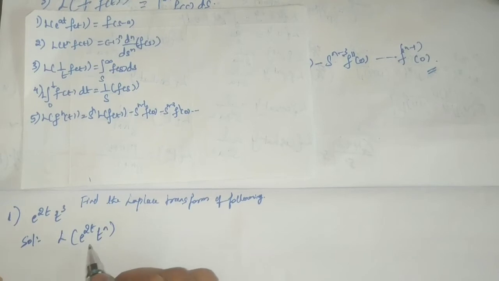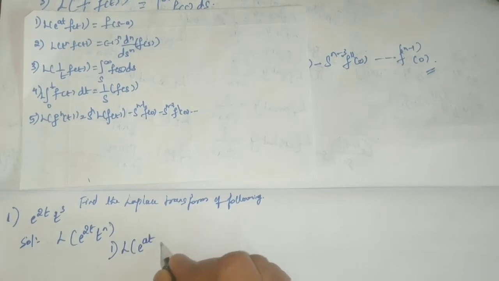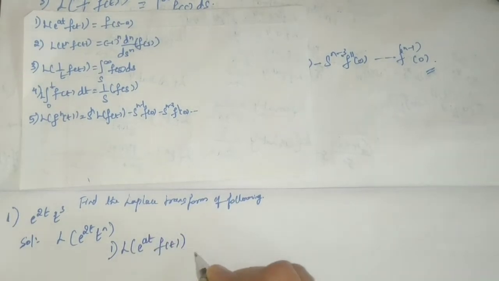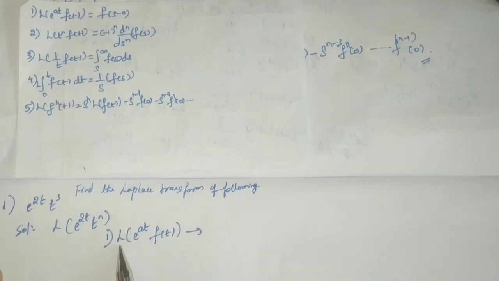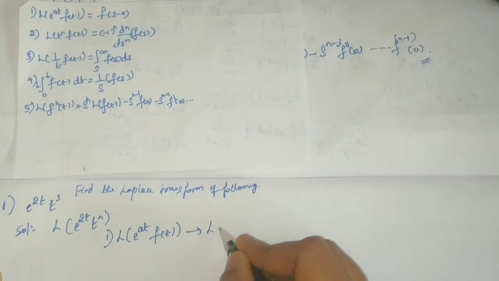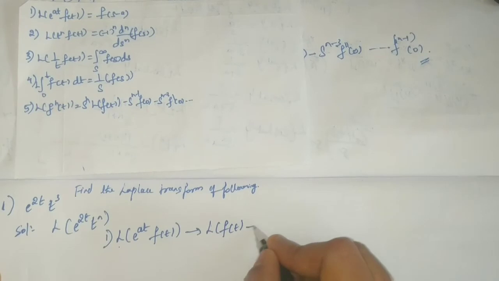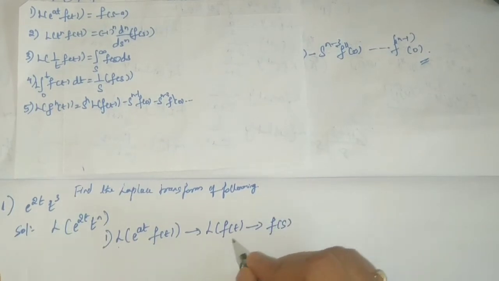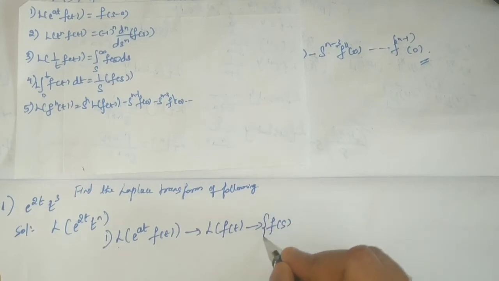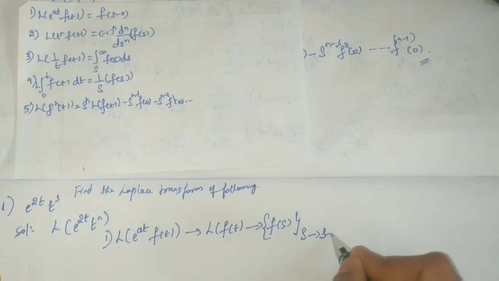So whenever you have exponential into function, start with the first one. What is the first formula we have? Laplace of e power at into f of t. So easiest way is, first you take Laplace transform for function. As we know, Laplace transform of function will give f of s. After integrating, the function will be in terms of s. For this s, you replace s to s minus a.